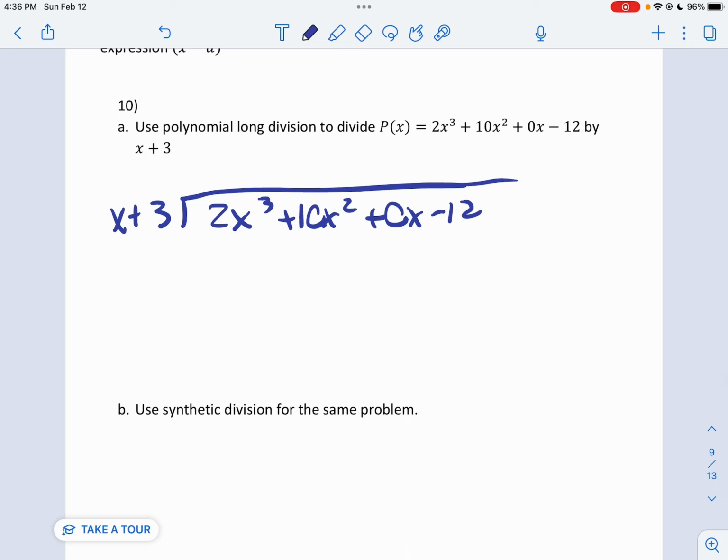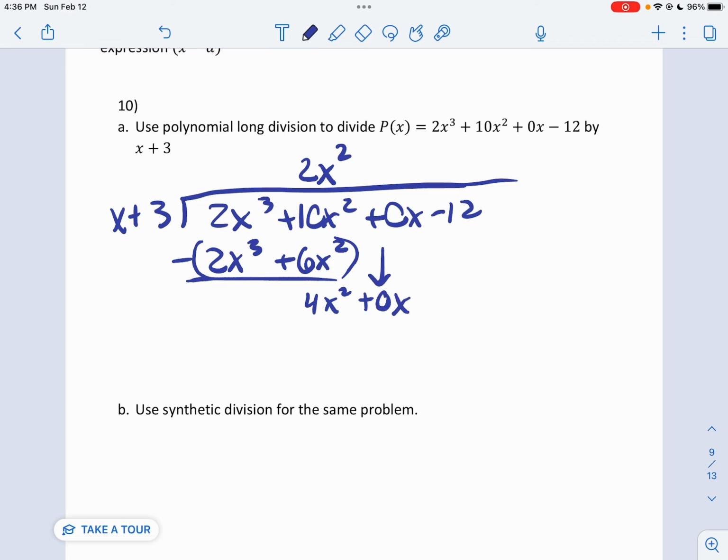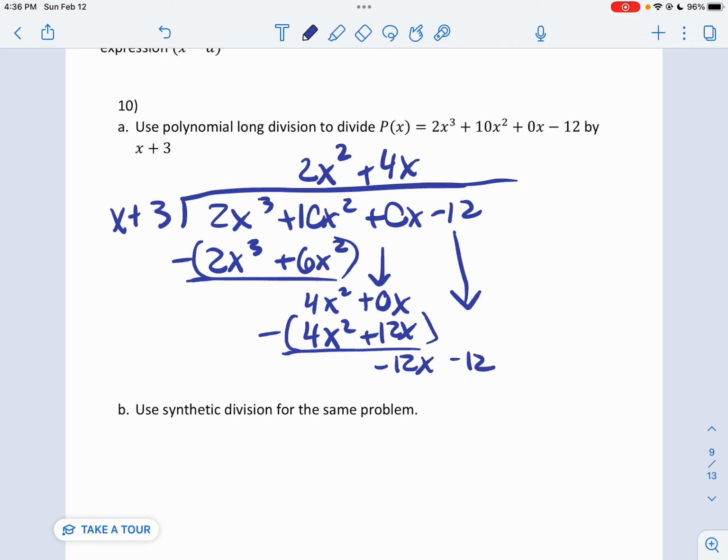X goes into 2x cubed, 2x squared times. So I multiply. This is 2x cubed plus 6x squared. I subtract. When I subtract, I get 4x squared. Bring down the next term. X goes into 4x squared plus 4x times. I multiply. 4x squared plus 12x. I subtract. This is negative 12x. Bring down the last term. X goes into negative 12x, negative 12 times. That's negative 12x minus 36. I'm going to subtract that whole thing. It's going to have a remainder of 24.